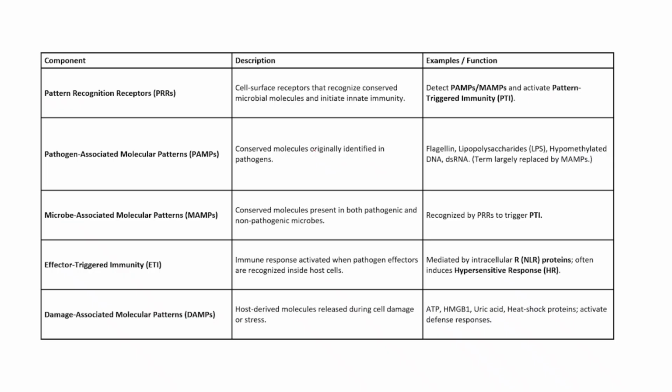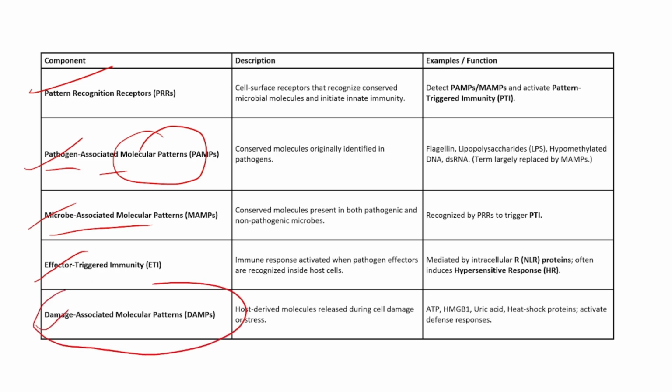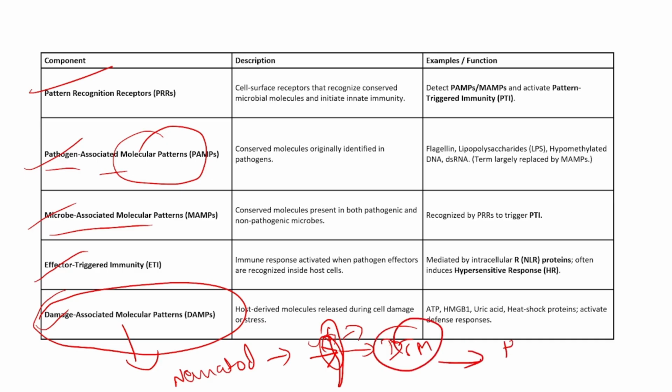Then understand what pattern recognition receptors are, what pathogen associated molecular patterns are, what effector triggered immunity is, and what damage associated molecular patterns are. For example, if a nematode infects rice, it damages the root system and enters. This damage is recognized by the root, and then there is damage triggered immunity. It is also called herbivore and host interaction.